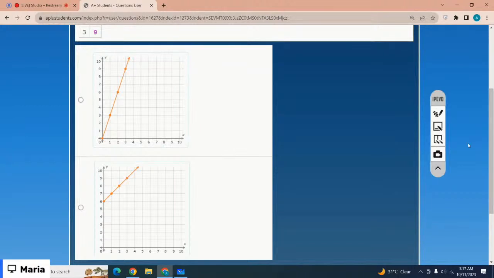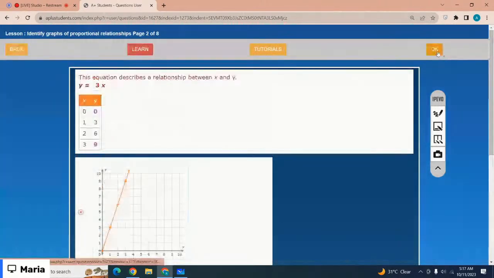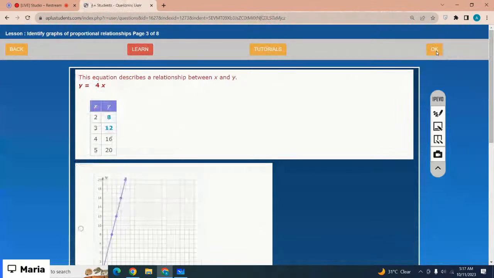Very good. Option number 1 is the correct option. Basically, you just have to match the values from graph to table. Okay. The equation describes a relationship between x and y equals 4x. The table of values is 2, 8, 3, 12, 4, 16, and 5, 20. So let's see which is the correct option.